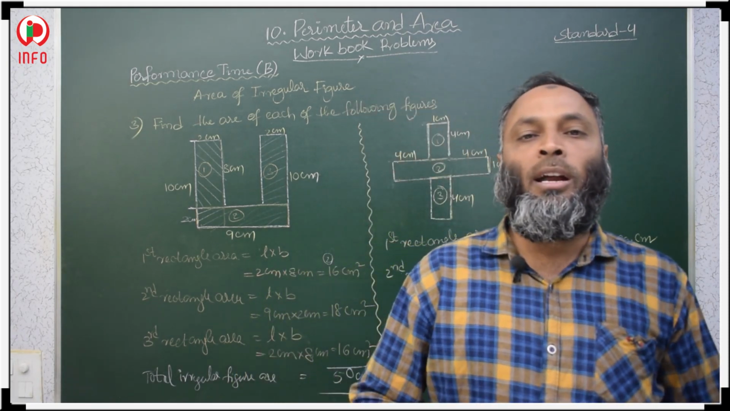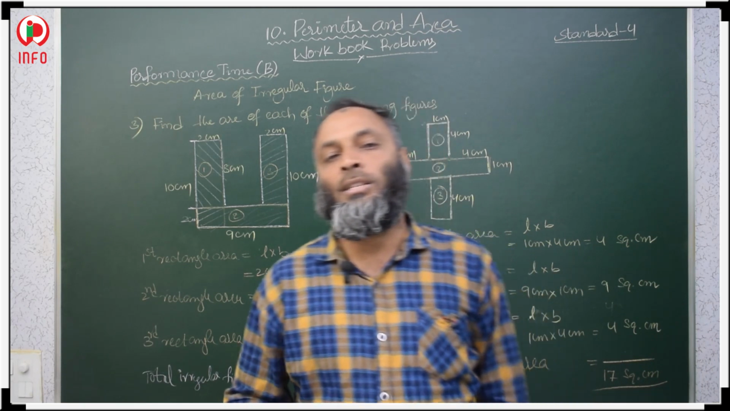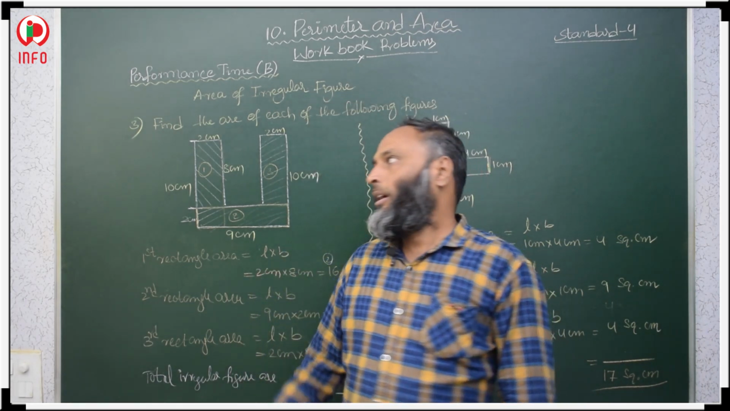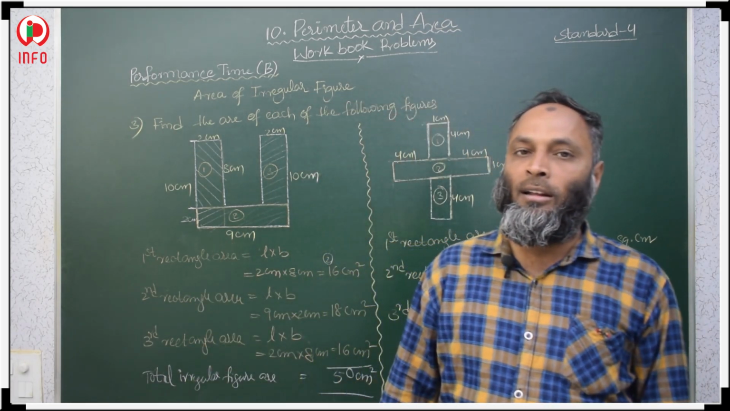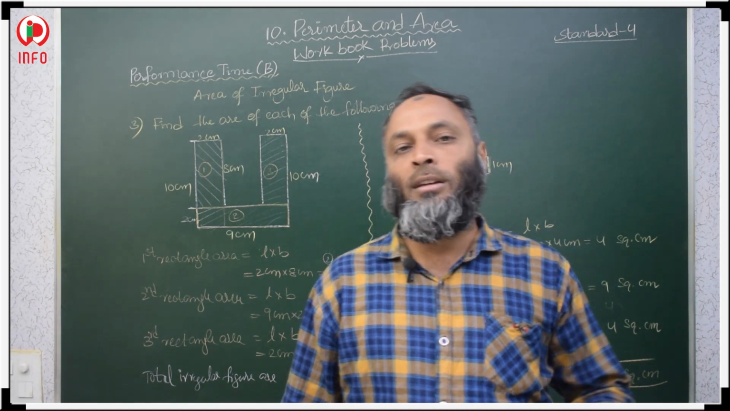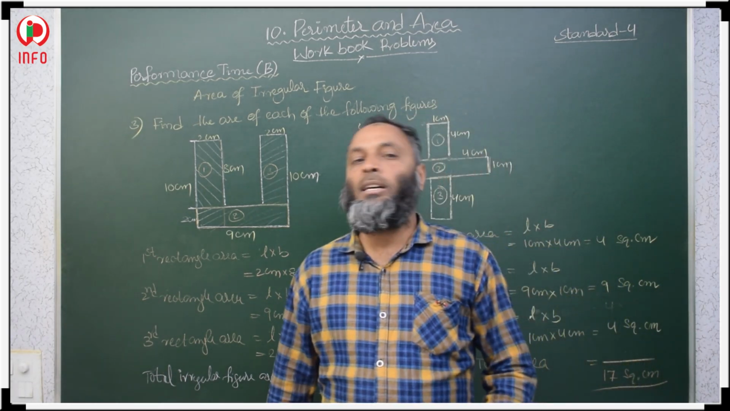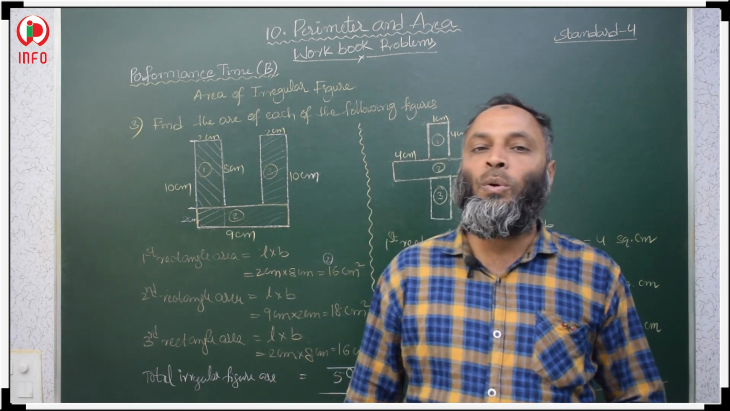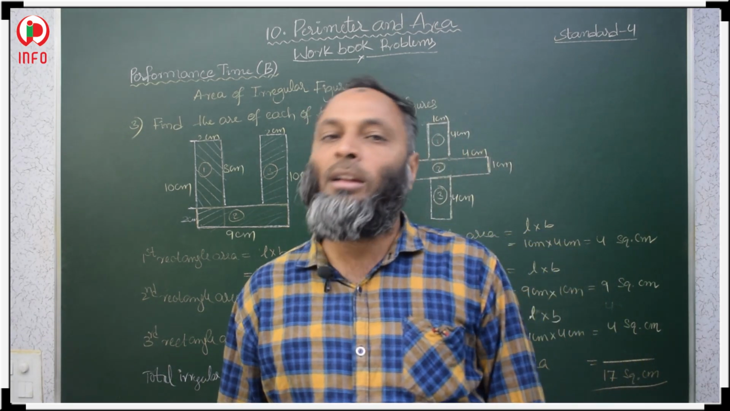First you convert, and according to the rectangle area or square area apply those areas, and see how many rectangles or squares there are in that irregular shape. So, add the areas, then you will get the total area of an irregular shape.